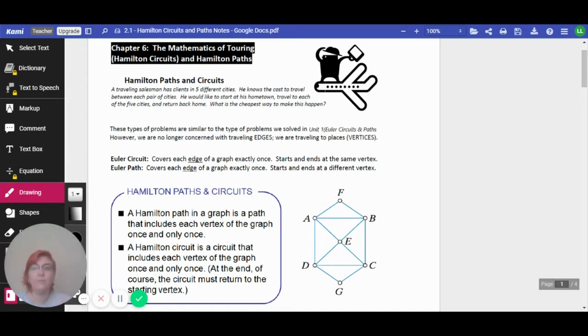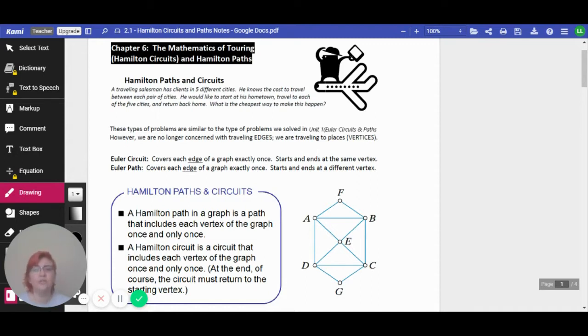So these types of problems are similar to the ones we did in Unit 1 of our distance learning material, which was Euler circuits and paths. If you did not watch the videos for that, I strongly recommend that you do. However, now we're no longer concerned with traveling edges. With the Euler paths and circuits, it's almost like you were painting lines on the street. You wanted to cover every single street with as little repetition or no repetition as possible. Here, we're concerned with traveling to places, locations, or vertices.